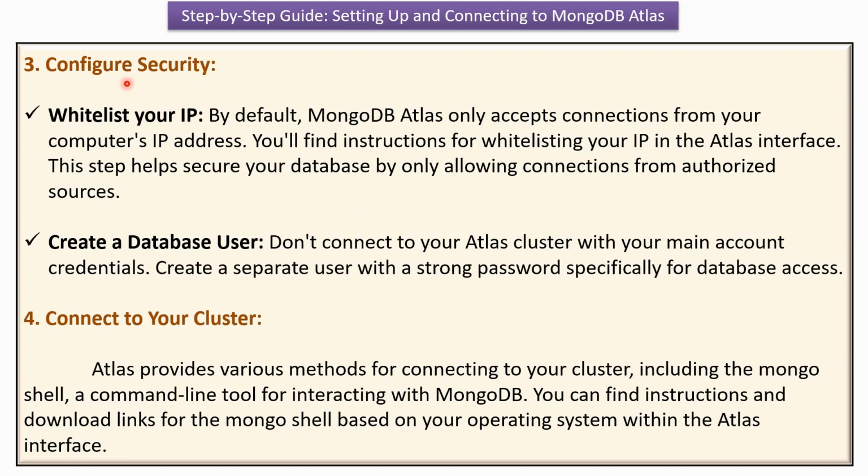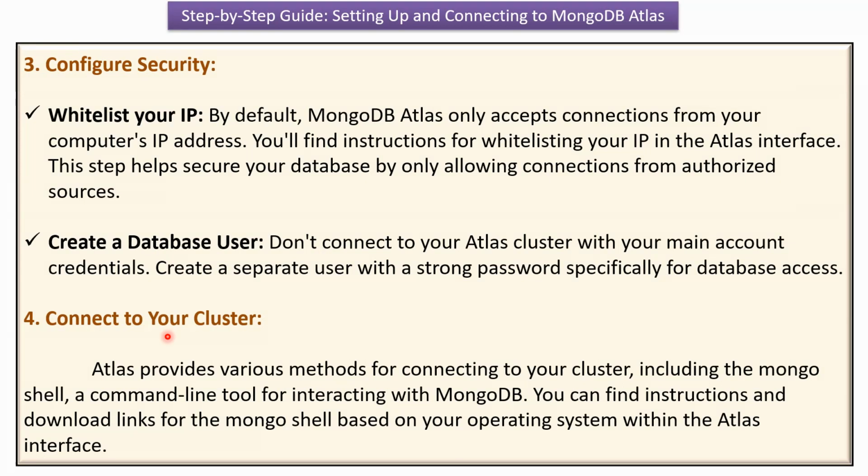Third step is configure security. Whitelist your IP address. By default, MongoDB Atlas only accepts connections from your computer's IP address. You will find instructions for whitelisting your IP address in the Atlas interface. This step helps secure your database by only allowing connections from authorized sources. Create a database user. Don't connect your Atlas cluster with your main account credentials. You have to create a separate user with a strong password specifically for database access.